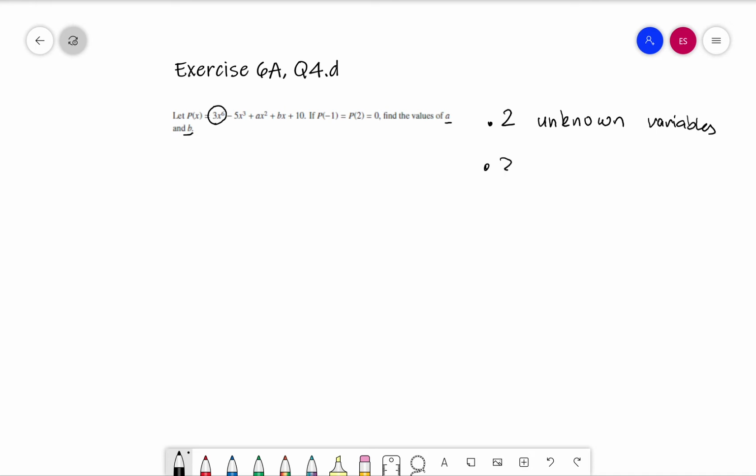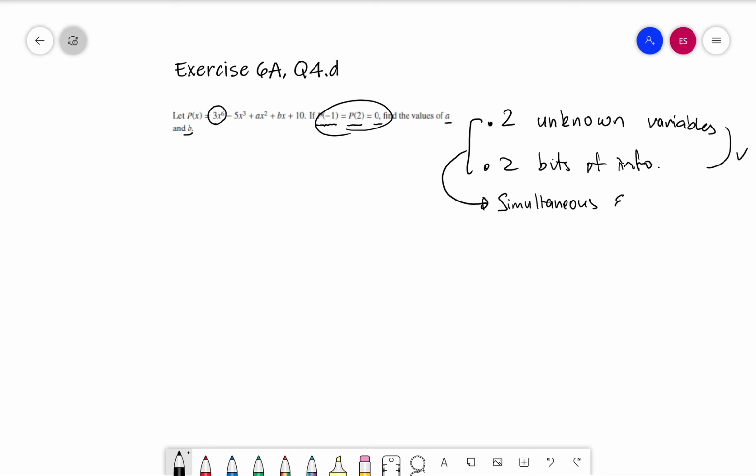We've also got two bits of info. Because we know that p of -1 is equal to 0, and we also know that p of 2 is equal to 0. So we've got two bits of info. So that's always good news. Two unknowns, two bits of info. Now when we have two unknowns and two bits of information, chances are we're going to get simultaneous equations. So we're expecting simultaneous equations.